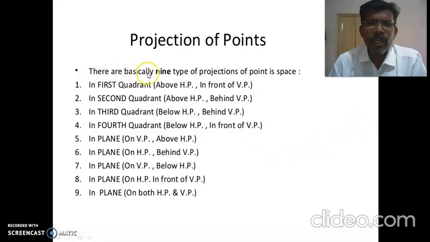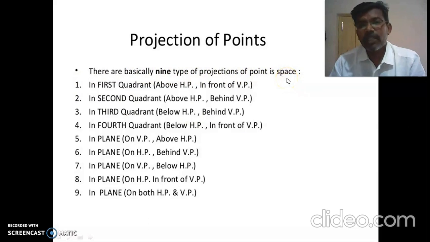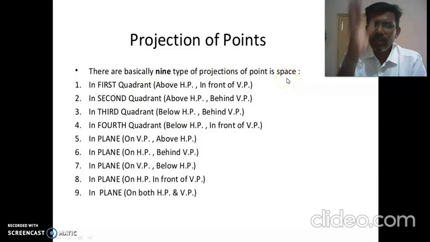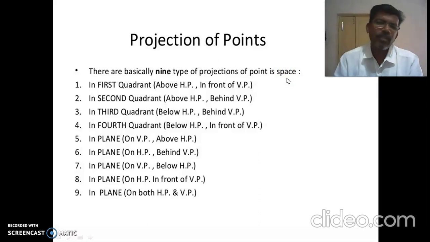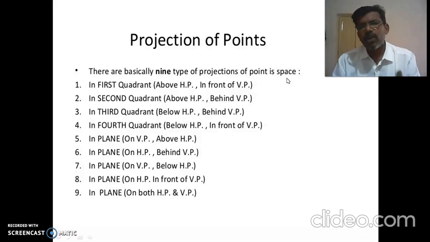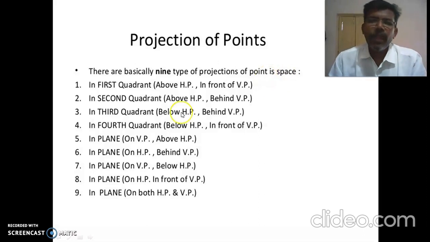There are basically 9 types of projections of points in space. What is that space? That space is nothing but the first quadrant, that is the first angle, 0 to 90 degrees, and the other one is the third angle, 180 to 270 degrees. So here let us see the 9 different conditions in which an object or a point can be placed.